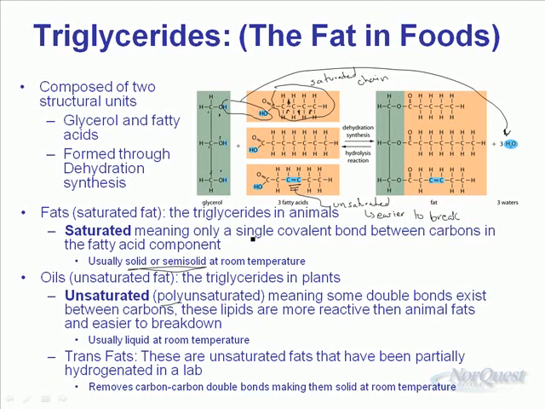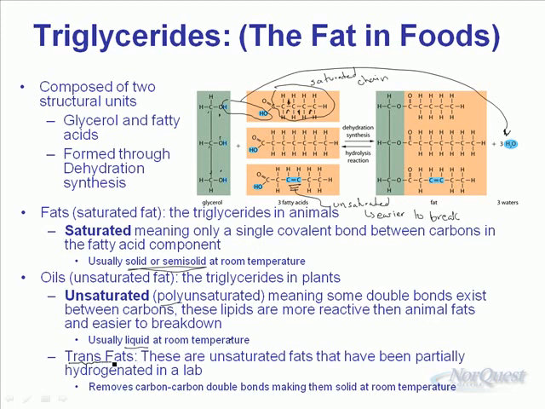So as a result, because they have a little bit more energy in them, they're liquids at room temperature. Think of your olive oil, palm oil, sunflower oil. All these oils that we use in cooking are plant oils.